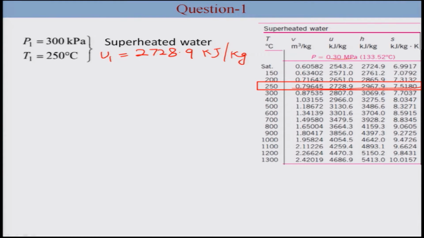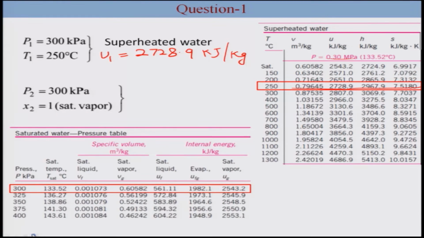In state 2, it is mentioned in the question that water is a saturated vapor and the pressure is the same as the initial pressure. So, we take the properties of water from the saturated water table at a pressure of 300 kilopascal. It is a saturated vapor, so the temperature at this state, T2, will be 133.52, which is the saturation temperature at this pressure, and the specific volume is equal to vg, which is 0.60582 meter cube per kg.